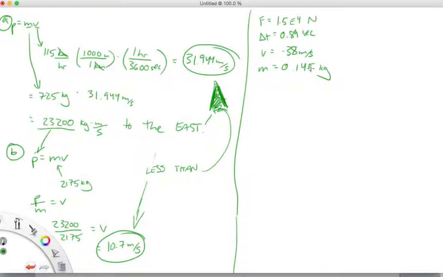Great. A. What is the baseball's momentum after being hit? Okay, so we know that impulse equals the change in momentum. The initial momentum was this, and we want to know what the final momentum is. So we have this, we have that, and all we need to find is u. So let's solve this little equation here for u.